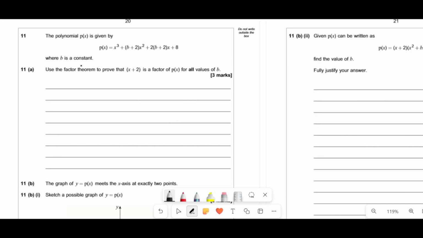Okay, so now it says the polynomial is this, where b is a constant. Use the factor theorem to show that x plus 2 is a factor of p of x. What that means is if x plus 2 is a factor, then that has to equal 0.